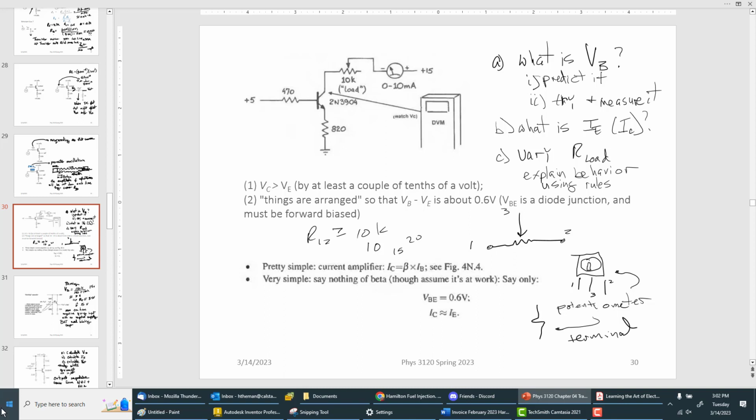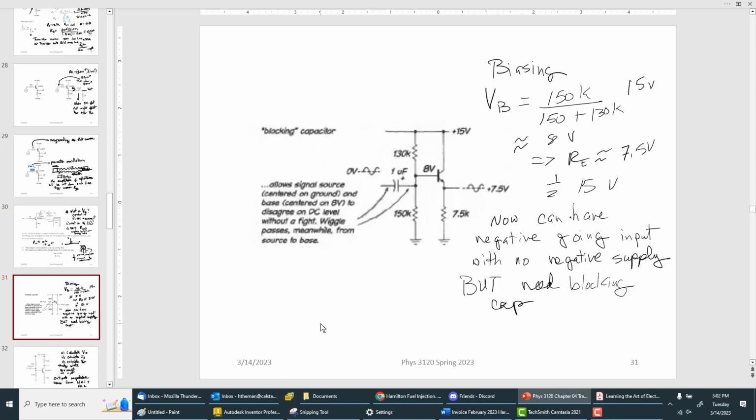Okay, what's next? Okay. So now we have two things going on to take away from this illustration. The blocking capacitor and the biasing. So we'll go over the biasing first. So if I have a voltage divider, right? I told you we'll never get away from voltage dividers. Of the 130K resistor and the 150K resistor.